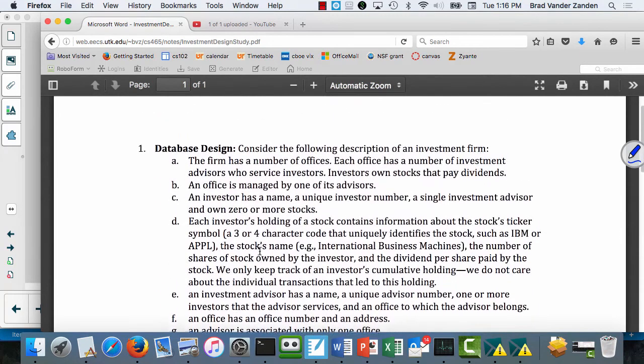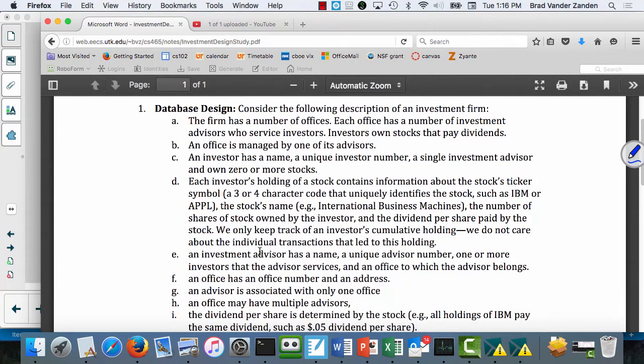So what I encourage you to do is when you see something like this, you go through it and you try to tentatively say what are entities, what are attributes, and what are relationships, because those were the big three with the entity relationship diagram. Entities, relationships, attributes. Okay? So if we're going through here, we see one and we see that the firm has a number of offices.